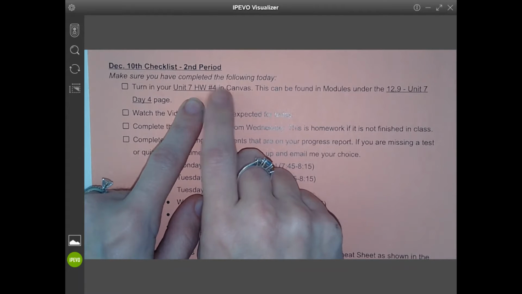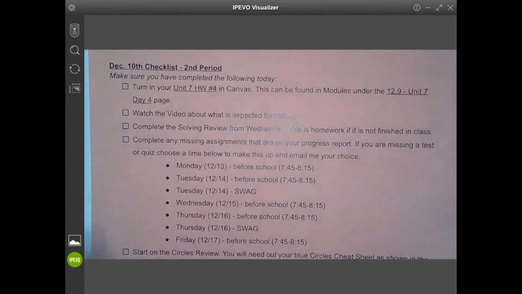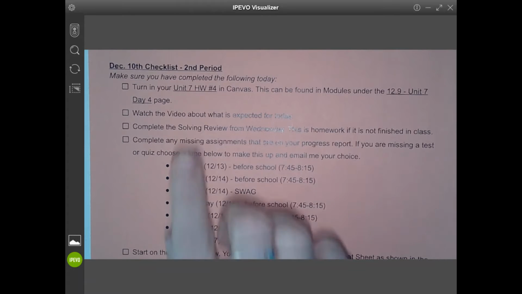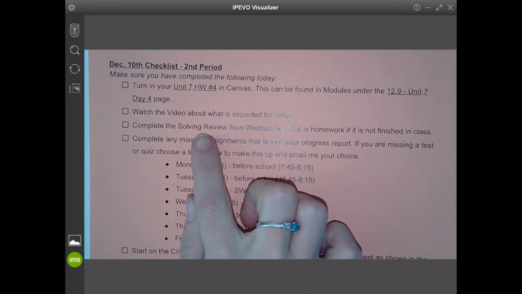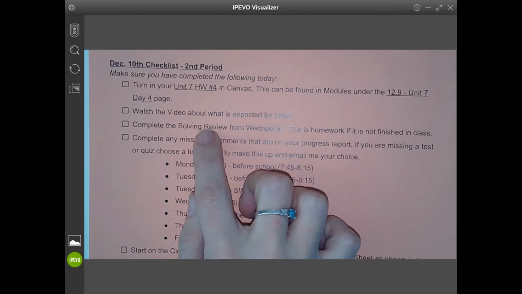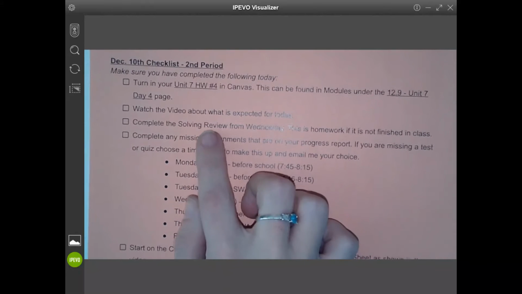Okay, remember first and fourth period, you only had to do 1 through 15. Second period, you had to do through 17. Okay, so turn that in. You're watching the video already. First and fourth, I'm going to remind you how to solve real quick in Desmos. Second period, you've already gotten that.